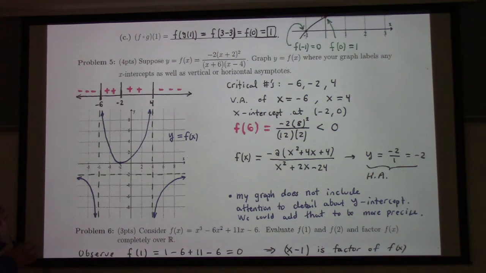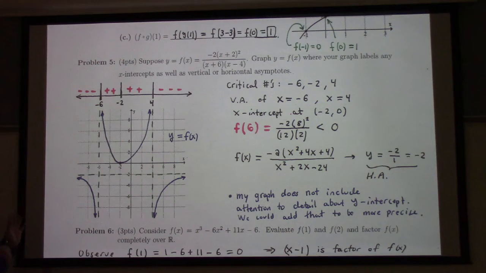So, things I'm looking for in terms of giving points. Obviously, there should be vertical asymptotes, right? -6 and 4, they should be in the right place. That's because we've got division by 0 at those points, right? The other thing I'm looking for is a bounce at -2, right? Because we've got this x minus 2 squared up here. So I need to see a bounce at -2.